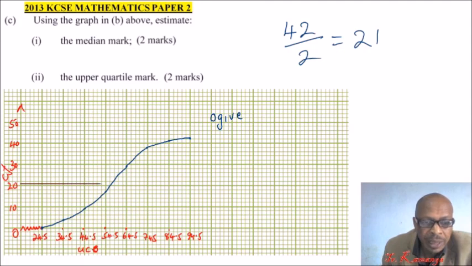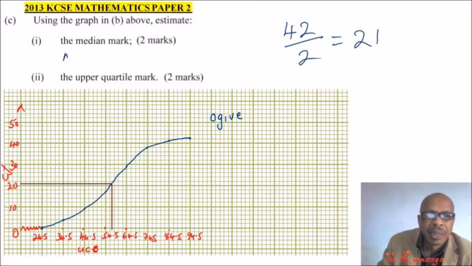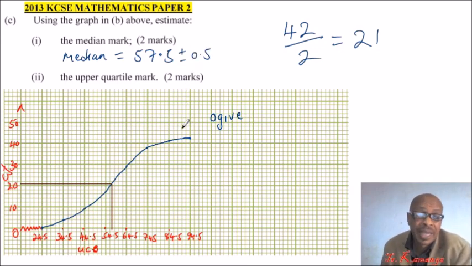You draw it there. So that is the median mark, and this is 54. Because there are 10 small squares, each represents 2. So it is 56.5 plus 1, which is 57.5. So we say the median is equal to 57.5, and you can say plus or minus 0.5, so that you accommodate for the error.